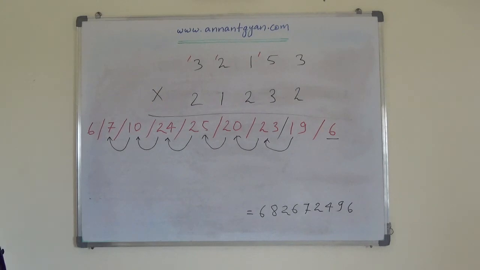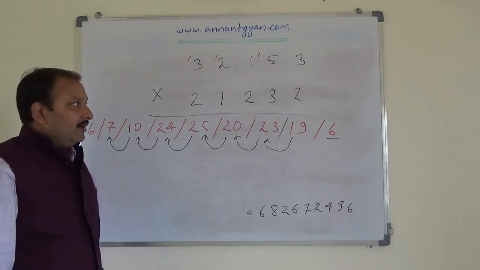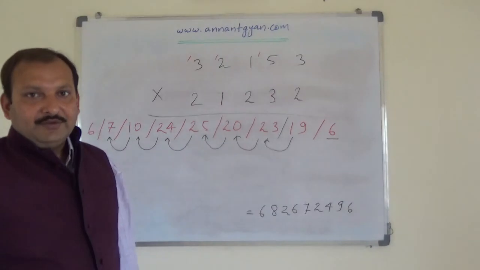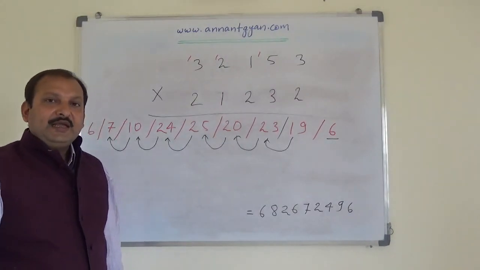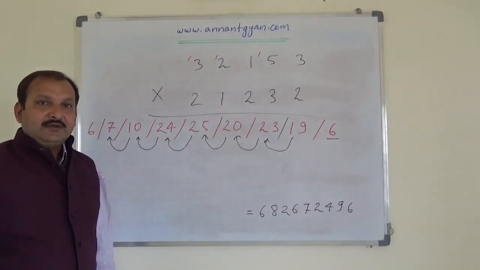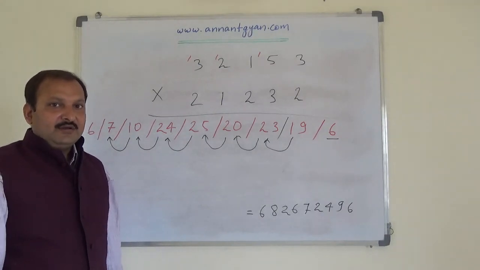So, the 5-digit multiplication is possible in a single line. So, this is the example of this Urdhva Sutra. We shall multiply any digit numbers with any digit numbers together in a single line, and we shall get the answer.